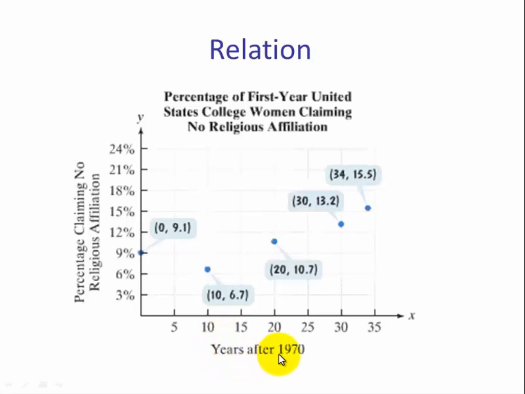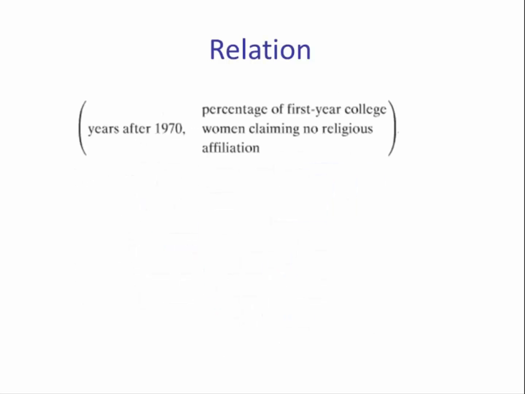This is the number of years since 1970. So this is a group of ordered pairs, and this corresponds to the data from the previous slide. So we can think of this as a relation, the number of years after 1970, and the percentage of first-year college women claiming no religious affiliation.